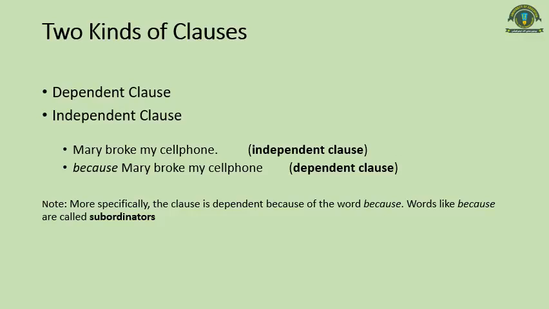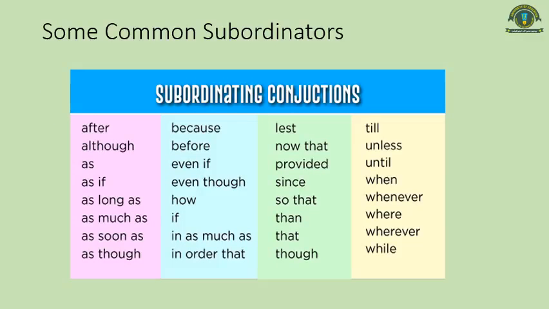For example, Mary broke my cell phone. I had to get another phone. So we can say that dependent clause plus independent clause is equal to a sentence. Here some common subordinators are given. These are also called subordinating conjunctions.